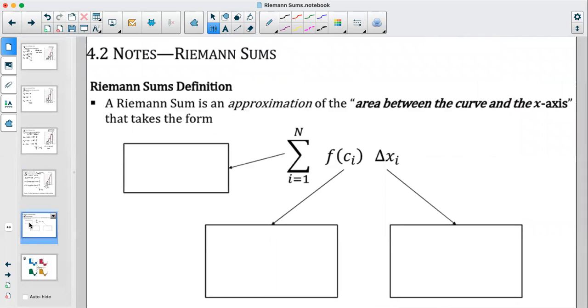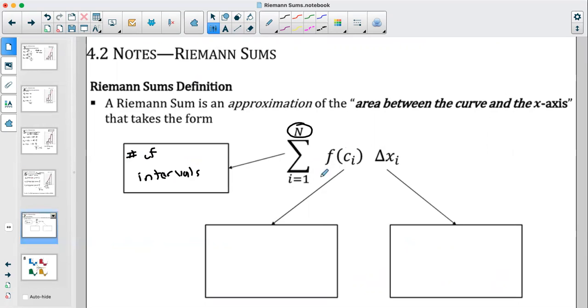Riemann sums are almost always written like this, and they will be on the AP test. They will be on my test occasionally, so you have to be able to recognize them. Basically, this is the sigma, and the important thing here is this n, which tells you the number of intervals you're going to use.